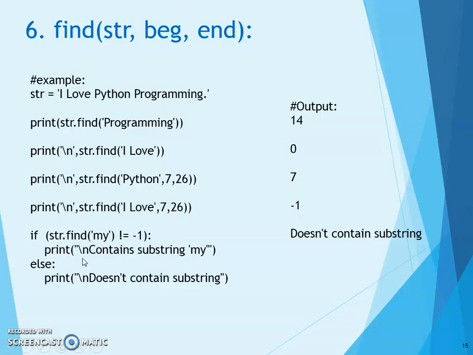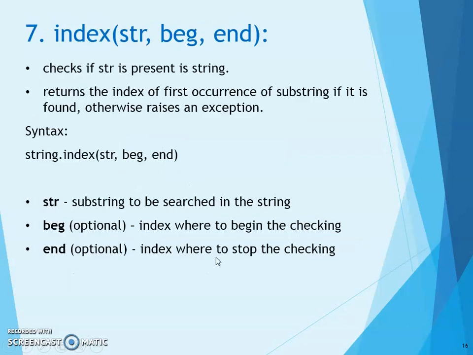We can check this in this format also. If the result is not equal to -1, then it will print "contains the substring". Otherwise, it will print "doesn't contain the substring". So as "my" is not present, it will display "doesn't contain the substring".